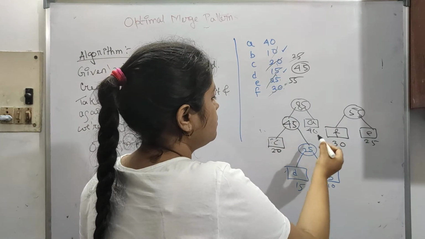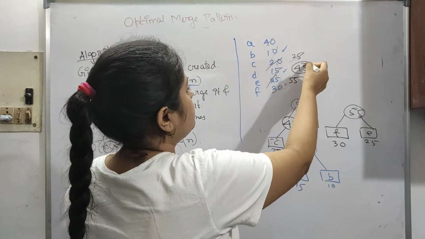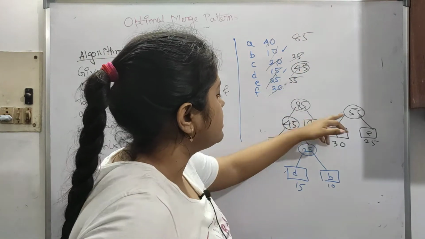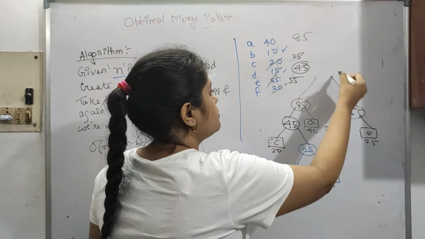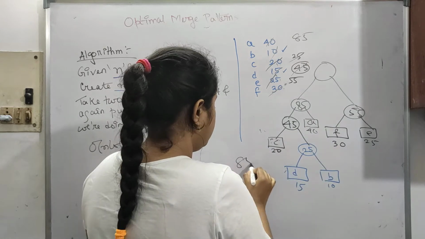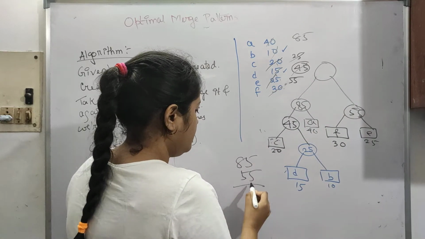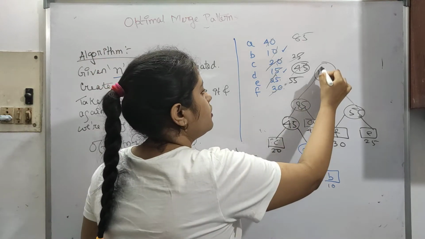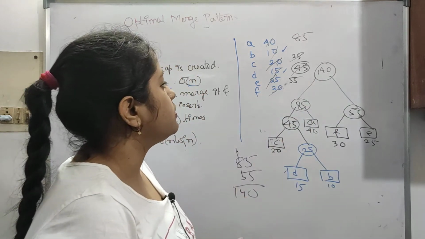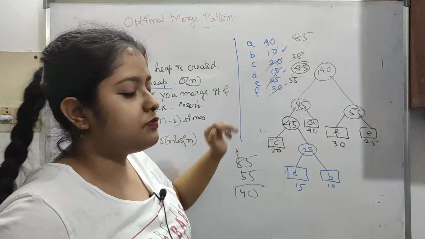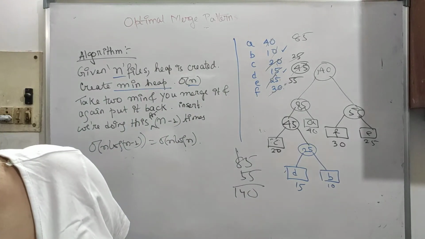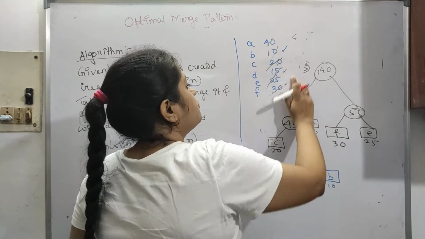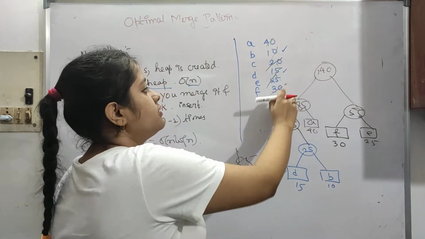Okay, so now 40 and 45 are gone, so only 85 is left and this 55 is left. The addition of these two, 85 and 55, is 140. 140 is our total. So you can just check whether this will give 140 or not. So you will be sure that your answer is coming correct.